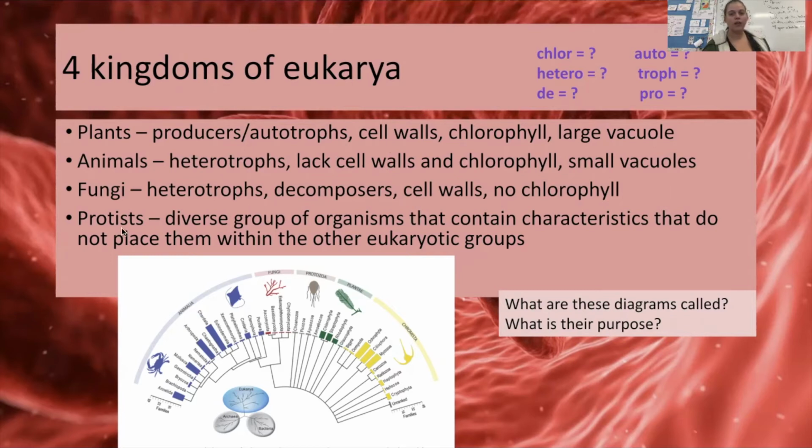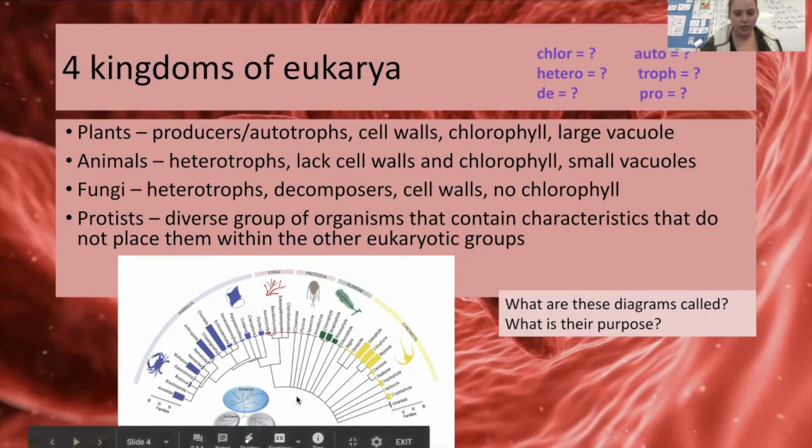Protists are very diverse, and they contain characteristics that make them very difficult to put in any of these other eukaryotic groups. Some of them are unicellular, some of them are multicellular. Some of them can do photosynthesis and be heterotrophic, and some of them are only heterotrophic. They use a lot of different ways to move around, and we're going to be looking at that here in just a few minutes.